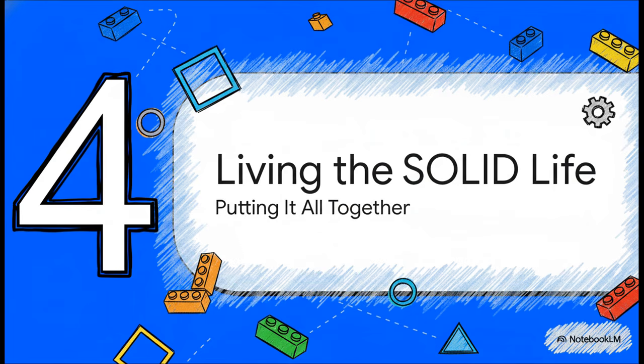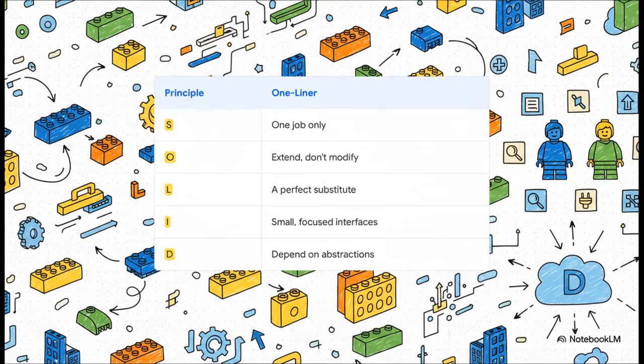Okay, deep breath. We've covered all 5 principles. So the big question is, how do they all fit together into a single, cohesive philosophy for writing better code? So here's a quick recap. And if you look closely, there's a common thread that runs through all of them, and it's this: the effective management of dependencies. Bad software is just a tangled knot of dependencies.